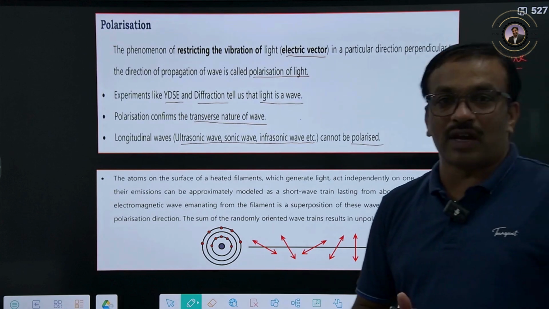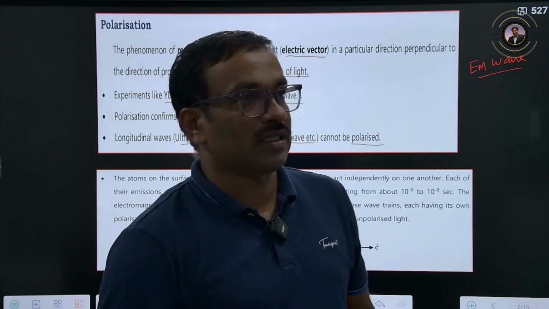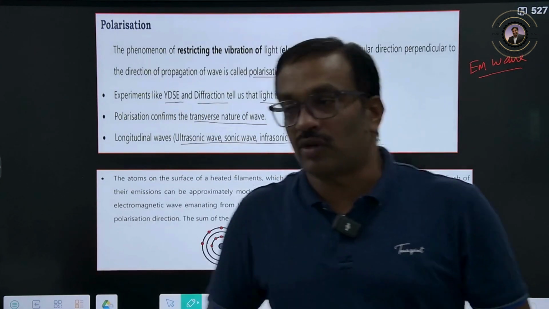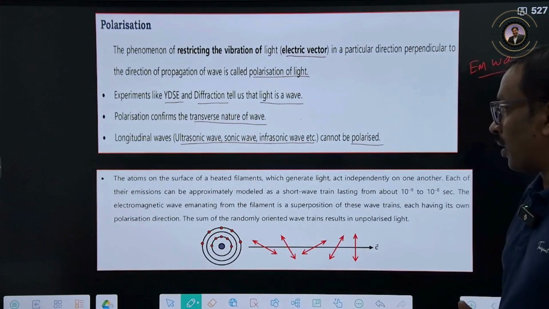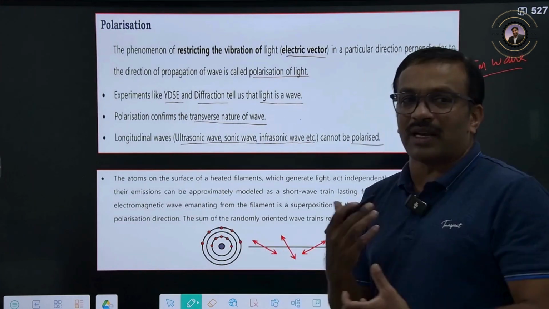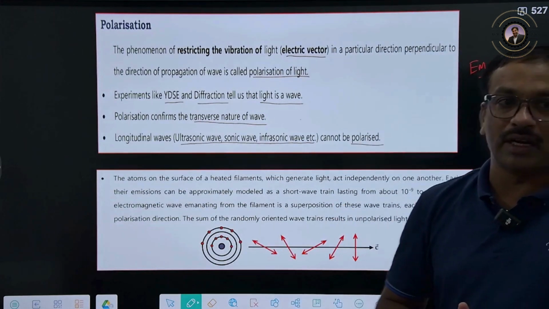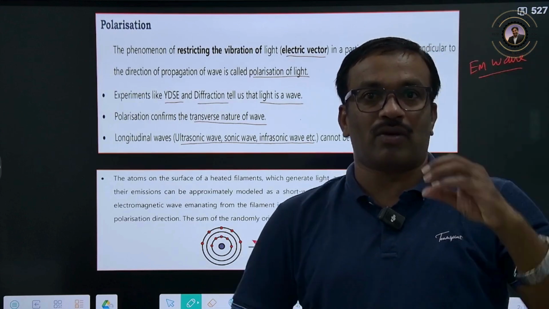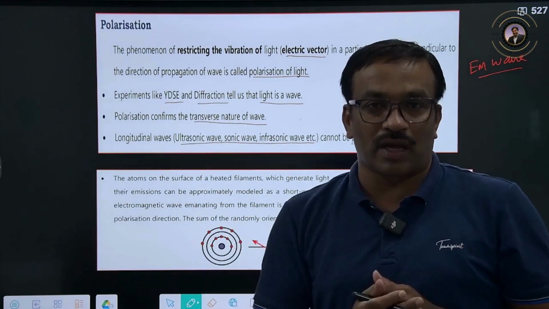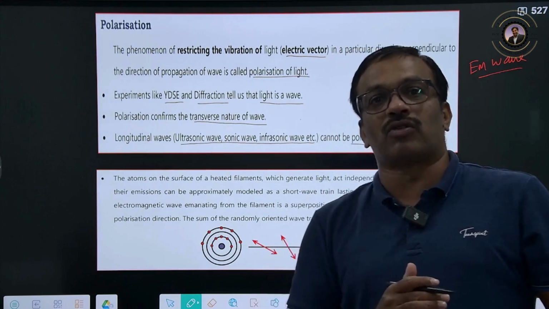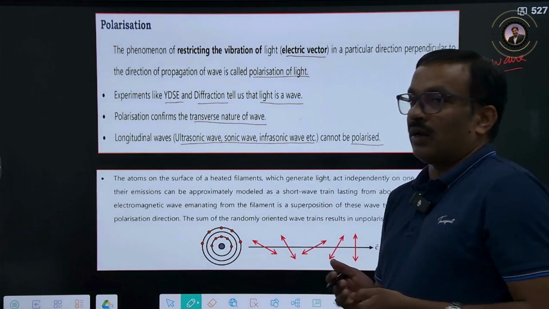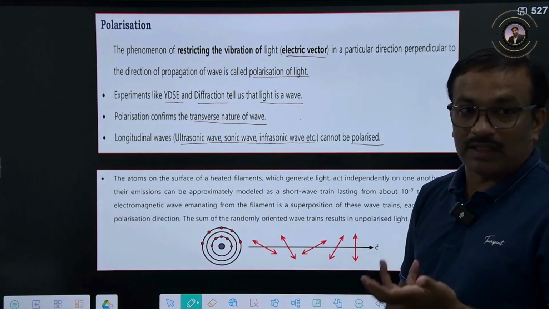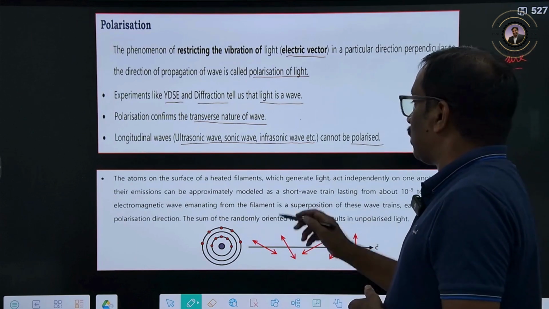First of all, let us see what is unpolarized light. For this you need to understand this statement, which is very nice, so try to go through it; later on I will explain it. How does light come out of atoms? You might have studied atomic structure: due to the transition of an electron from one orbit to another orbit, energy comes out in the form of light, an electromagnetic wave. If the filament is heated, the atoms on its surface generate light.